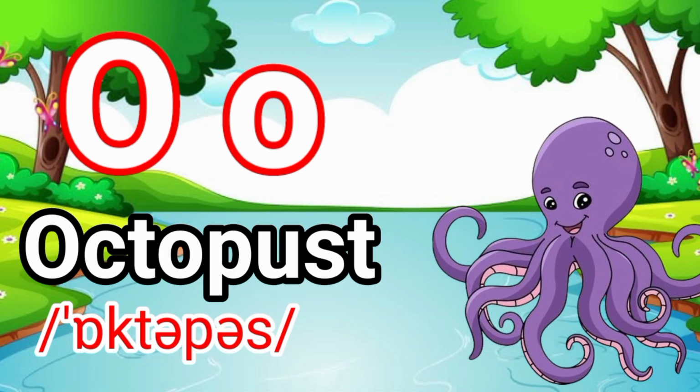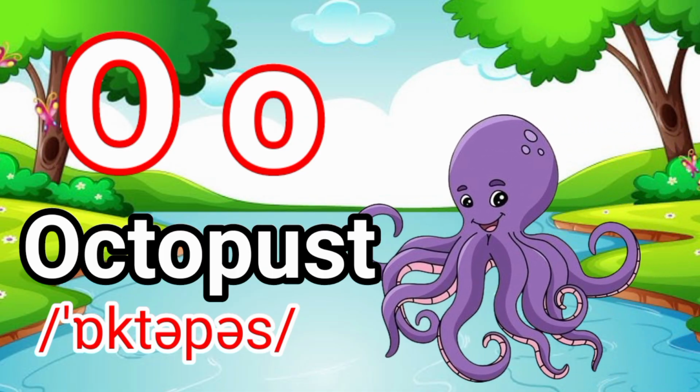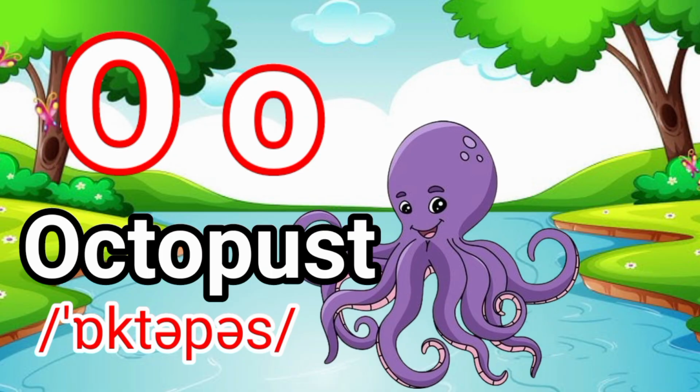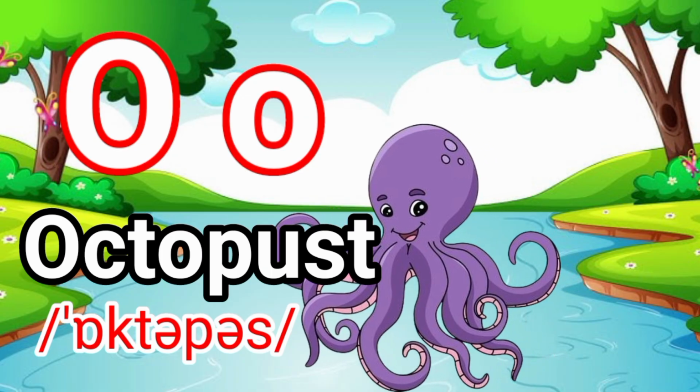O is for octopus. Octopus, I spell O-C-T-O-P-U-S. Octopus.